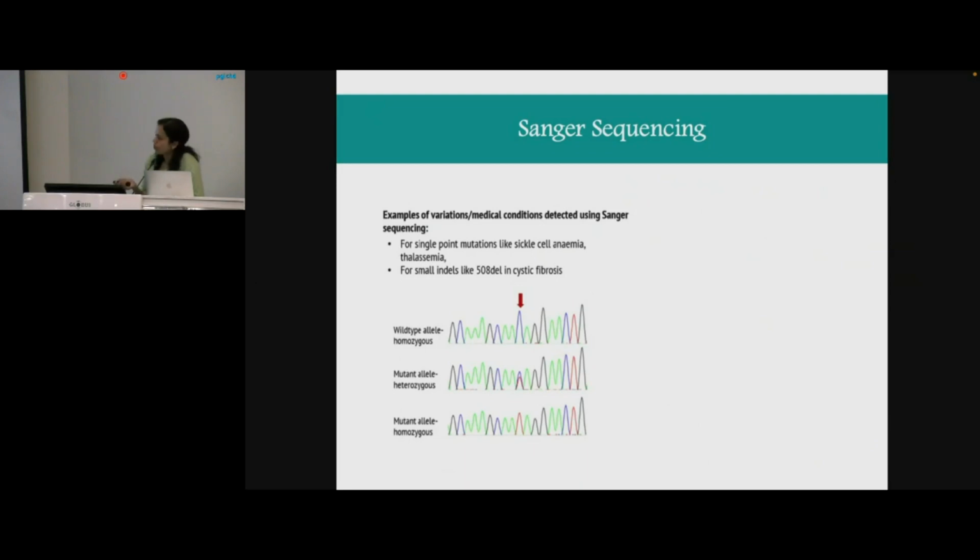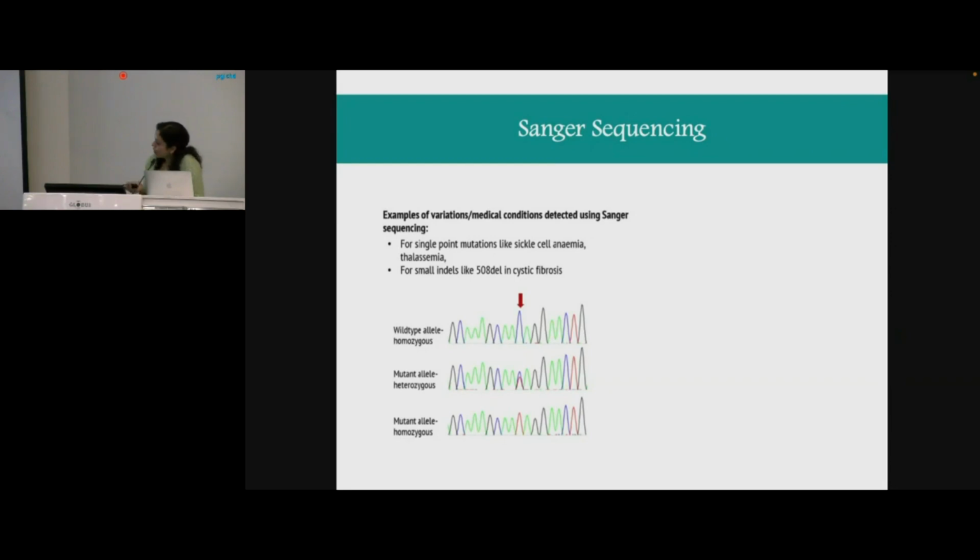I'm not going into the methodology part, but there are a few examples. If you are suspecting a monogenic disorder and the gene responsible is very small, just like in a case of thalassemia, the gene is HBB and there are only 3 exons, then you can directly go ahead with Sanger sequencing. No need to go for the NGS. If you are suspecting sickle cell anemia, there is a specific mutation for that, so in that case you can do Sanger sequencing. In the case of cystic fibrosis, delta F508 is the commonest deletion. You can directly go for Sanger sequencing.